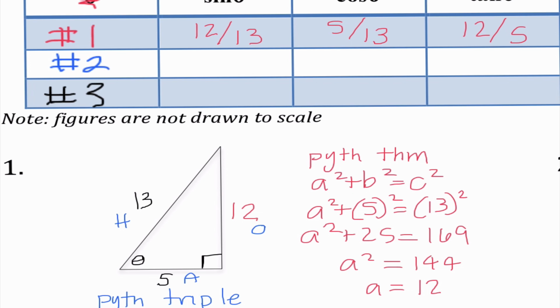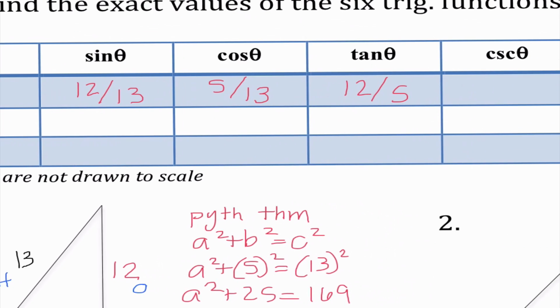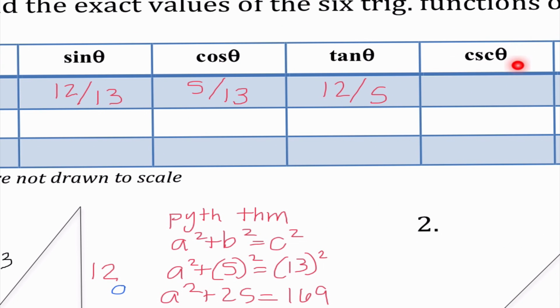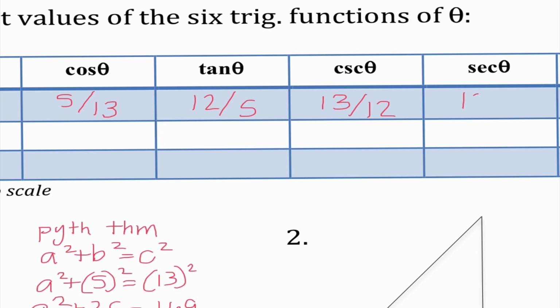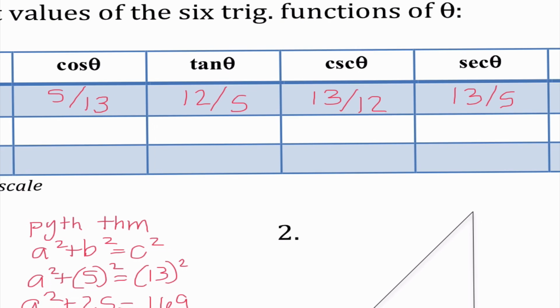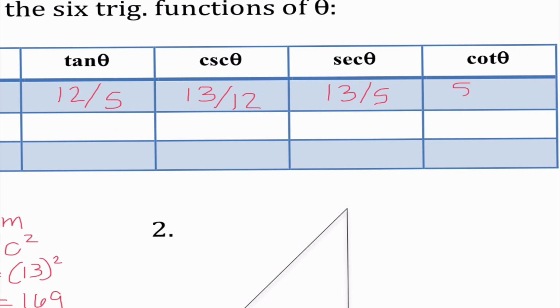In my opinion, I think the most difficult part here is making sure that we find this missing side correctly. Because I think for the most part, we remember Sohcahtoa, okay? We just notice that if I mess up this side, I'm going to miss a lot of these problems. Okay, looking ahead now, it's asking me to find cosecant. I know cosecant is the reciprocal of sine, so I'm going to flip sine and get 13 over 12. Secant is the reciprocal of cosine, so I'm going to get 13 over 5. And cotangent is the reciprocal of tan, and I'm going to get 5 over 12.